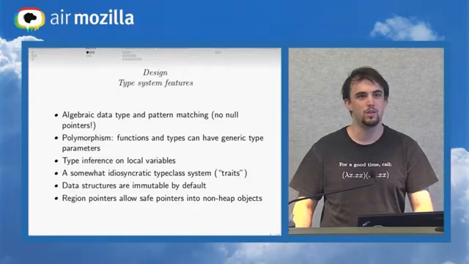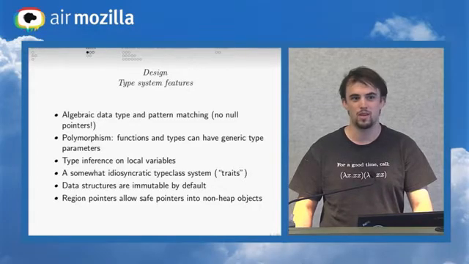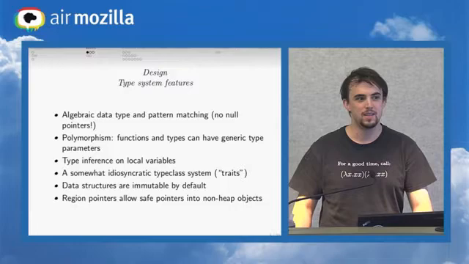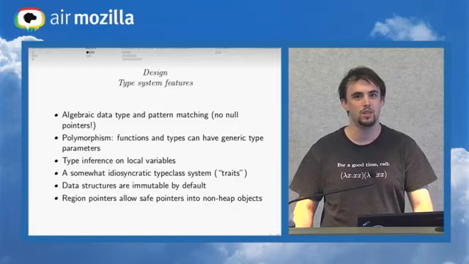We want type inference so we don't always need to write down the types of something. We have a somewhat idiosyncratic type class system called traits that I'll talk about a bit. Data is immutable by default, and we have a notion of region pointers that allows safe pointers into objects.